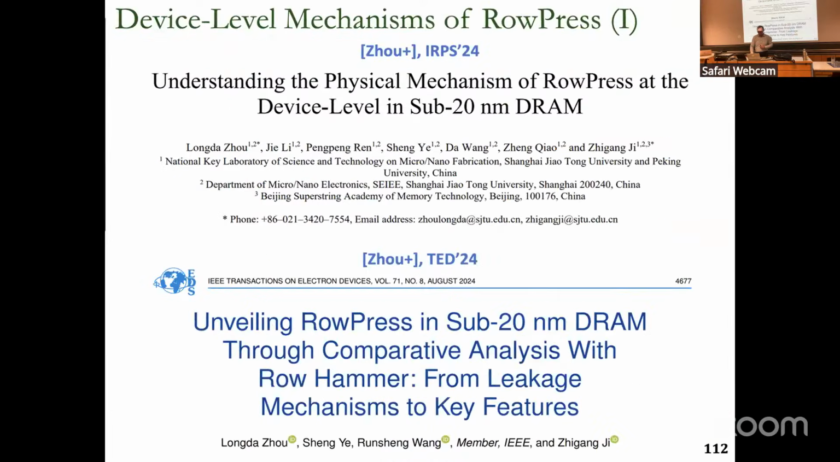Okay, so these are the 2 papers that folks from Shanghai Jiaotong University wrote about in terms of the device level mechanisms. So these are actually very nice papers, I think, that discovered, based on the results that we shown, what's going on with RowPress, basically. What is the underlying physical mechanisms that lead to RowPress? How does it differ from RowHammer, etc. So if you're interested, you can read these papers.